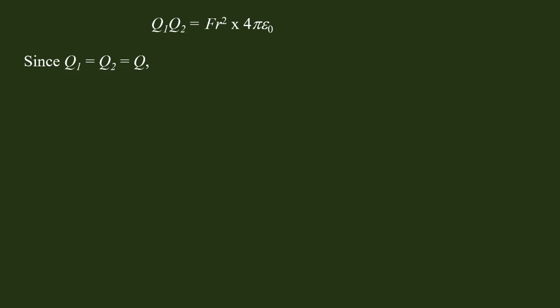Taking the two equal charges, q1 q2 is q, so q square is equal to F, that is 0.1, r square, that is 0.5 the whole square. Here, 1 by 4 pi epsilon naught is 9 into 10 to the power 9, so 4 pi epsilon naught is 1 divided by 9 into 10 to the power 9. So q square is 0.002778 into 10 to the power minus 9.